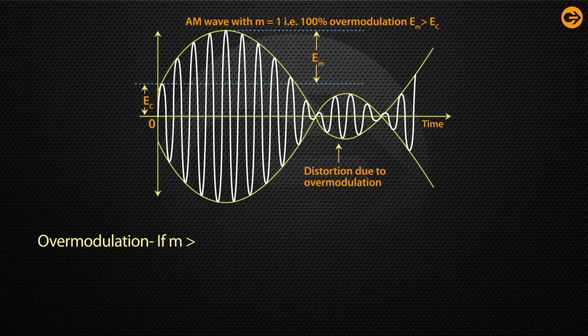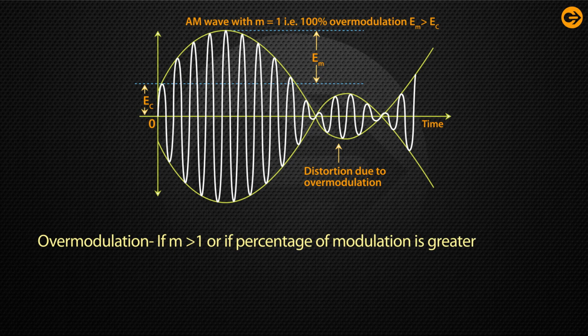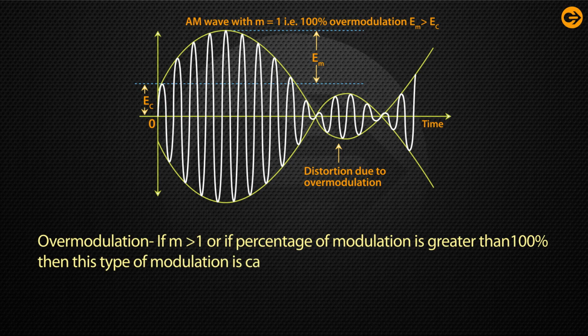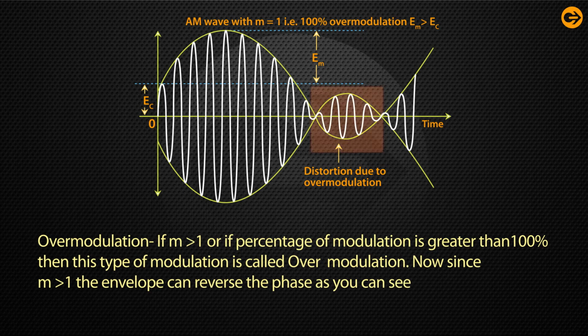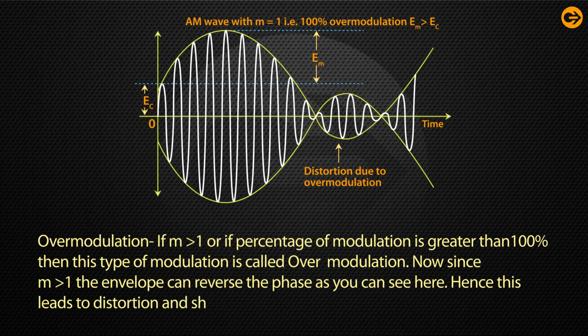Overmodulation: if M is greater than 1, or if the percent of modulation is greater than 100%, then this type of modulation is called overmodulation. Now, since M is greater than 1, the envelope can reverse the phase, as you can see here. Hence, this leads to distortion and should be actively avoided.